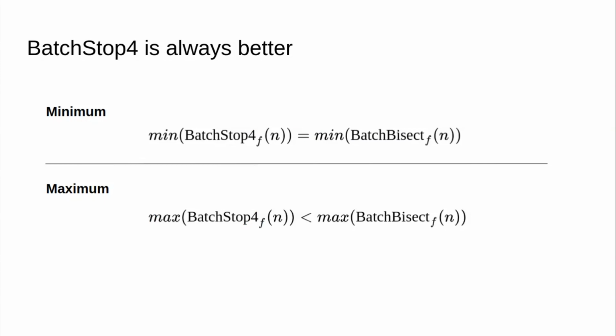We mathematically show that batch stop 4 is always better. When there is no failure, you only need 1 execution. And when there are failures, the minimum is when there is only 1 failure. It is the same as batch bisect. But the maximum is less than that. So compared to previous approaches, batch stop 4 is always better.